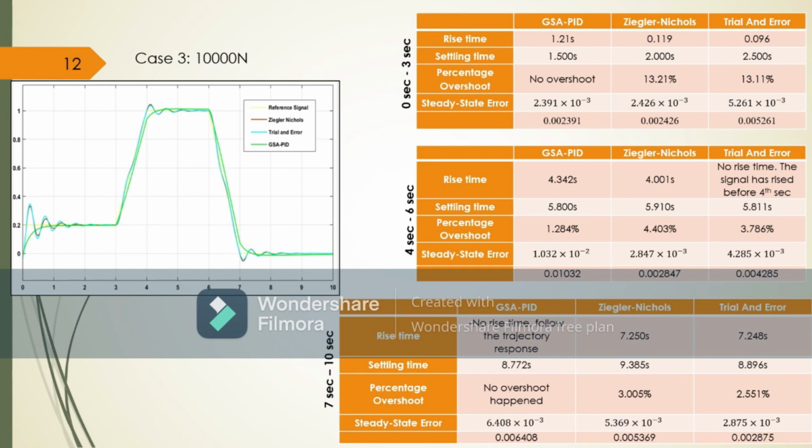Based on the figure above, the tracking performance of the PID GSA, which produced a continuous tracking output, is way better than PID trial and error and synchronous method. Therefore, GSA PID has achieved better performance in settling time, percentage overshoot, and steady state error, and gives the better tracking performance compared to the PID trial and error and synchronous method.